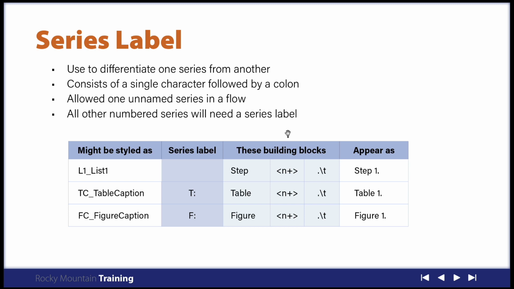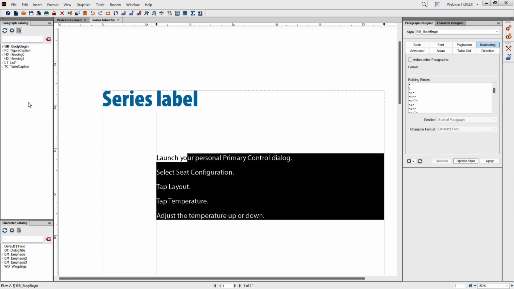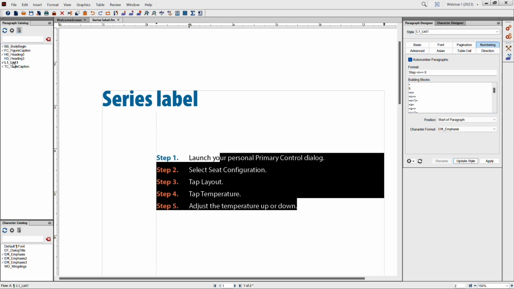They're all going to use the N plus building block. They'll have a word in front, the N plus building block, a tab afterwards. And they should appear like this, where they'll say step 1, step 2, step 3, table 1, table 2, table 3, figure 1, figure 2, figure 3. That's the plan. So back in FrameMaker, what we're seeing here is just a simple list. I'm going to go ahead and select all those list items and go ahead and assign my L1 list 1 style, which is going to format it the way we just set it up in the previous exercise.